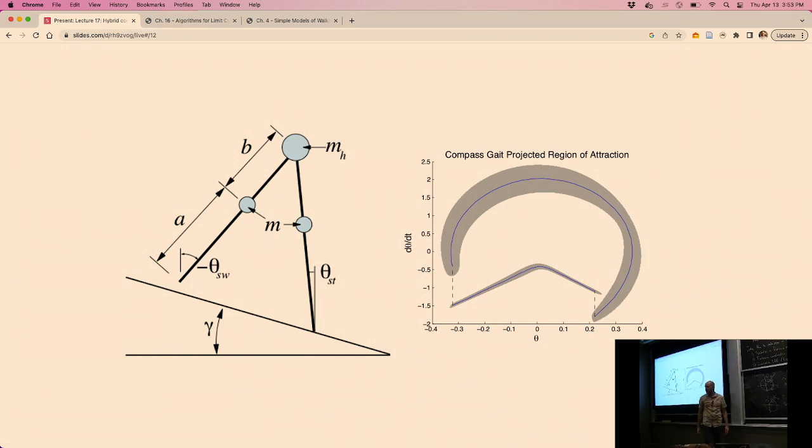Yeah? What does it change if the gamma is greater or smaller? Yep, it will have an effect. I mean, this is all for a particular set of mass and everything like this, right? So you can change that around, and this was even for the passive compass gait, I should be clear. Control can make this much bigger and the like. Yeah, even the shape of the trajectory will change on the slope.